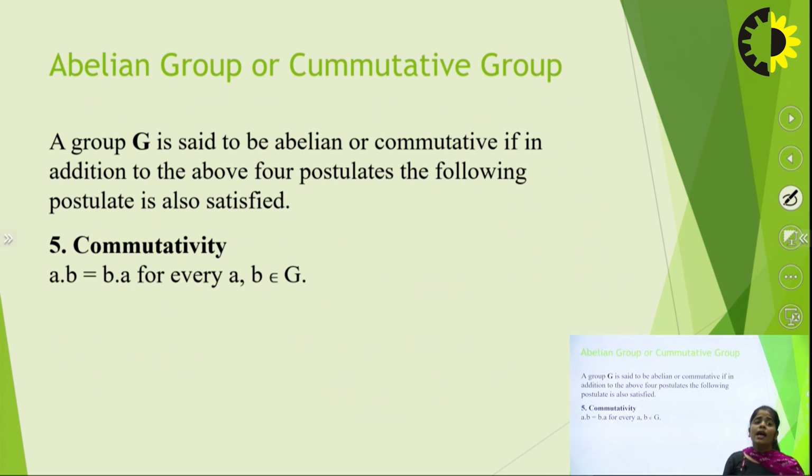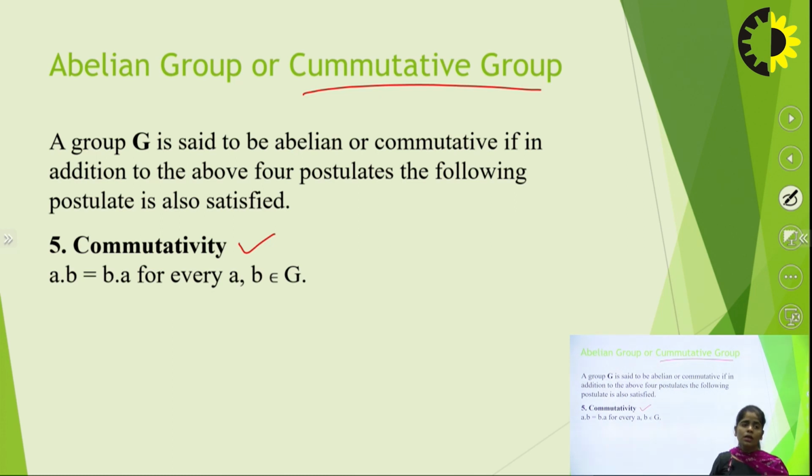Now let us come to the abelian group or commutative group. An abelian group is basically a group, which means it follows all previous 4 properties, and one more property is added in case of abelian group, that is commutativity. That's why we say that the other name of abelian group is commutative group.